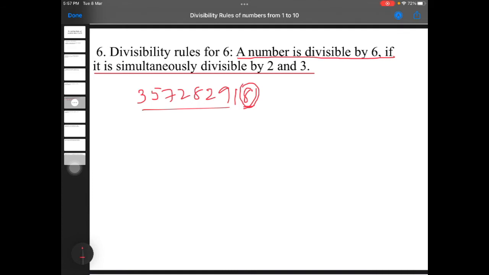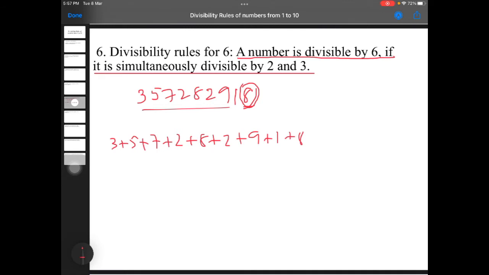So let's check whether this number can be divided by 3 or not. What is the rule for number 3? It says that if the sum of all the digits is divisible by 3, then this whole number can be divided by 3. So let's see, 3 plus 5 plus 7 plus 2 plus 8 plus 2 plus 9 plus 1 plus 8. How much is it?